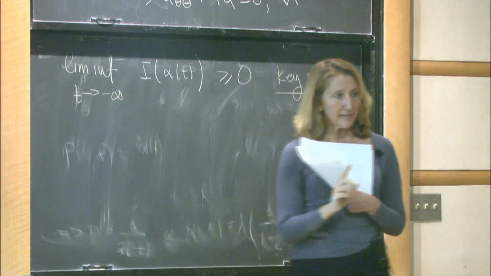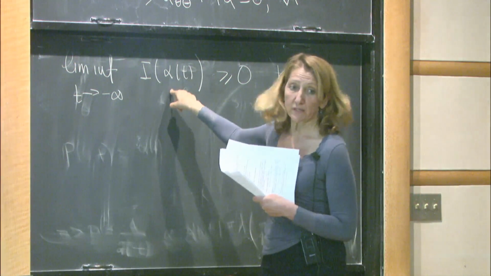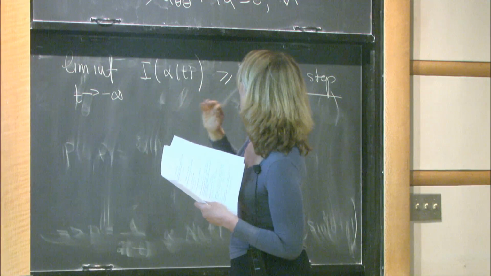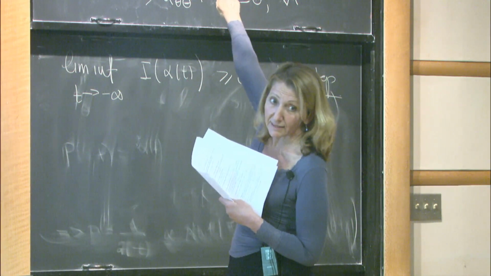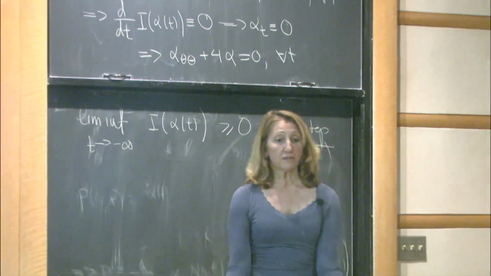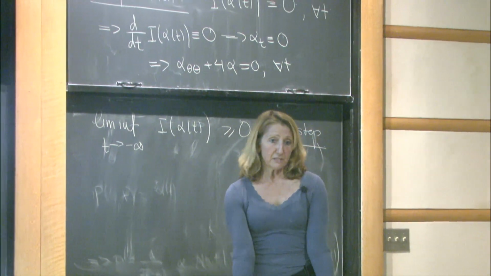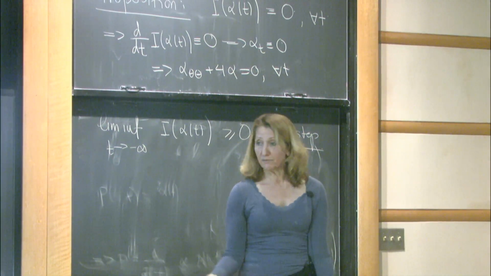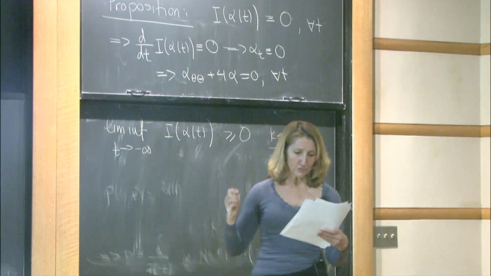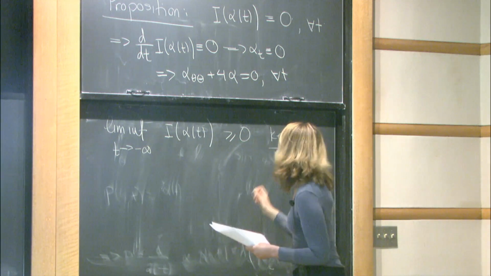Okay? But let's think first. Let's say we know this. What is the proposition? The proposition says that this is identically equal to 0. If we know this, then you know that at minus infinity, the limit is positive. It decreases, sorry, this has to be negative, sorry. Wrong.